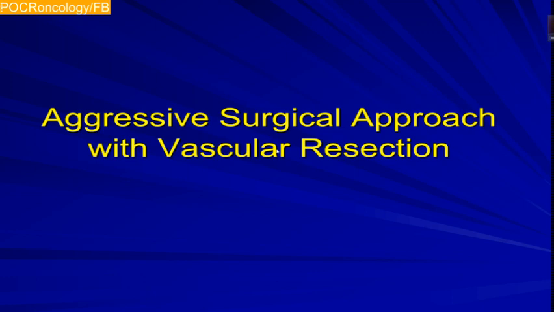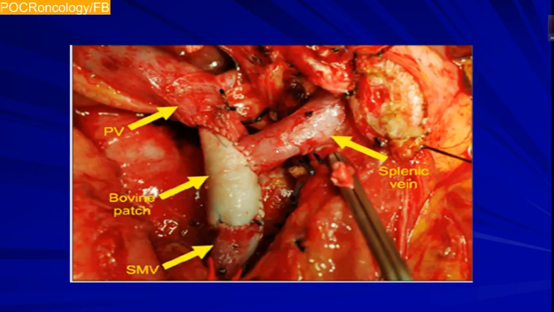So let's see, we are surgeons. Show us a vein resection, we can do it. It's easy, by the way. It's not that difficult. A surgeon with some vascular experience can do a lot of vascular reconstruction. But is this the right thing to do for these patients, especially knowing that they have a bad biological disease?